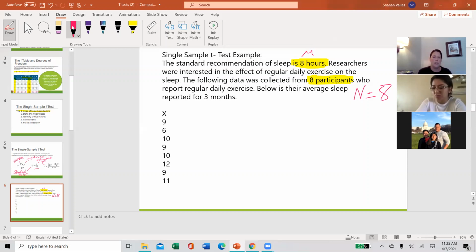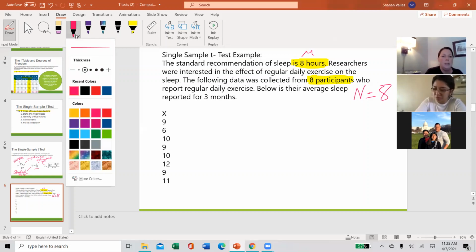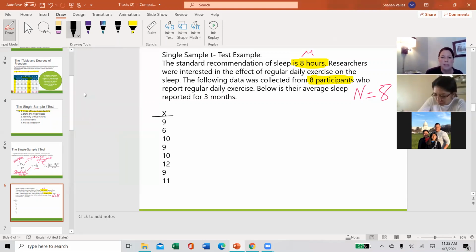Okay, so I think we're ready now to start our data and what we need to do with our hypotheses and our hypothesis testing.